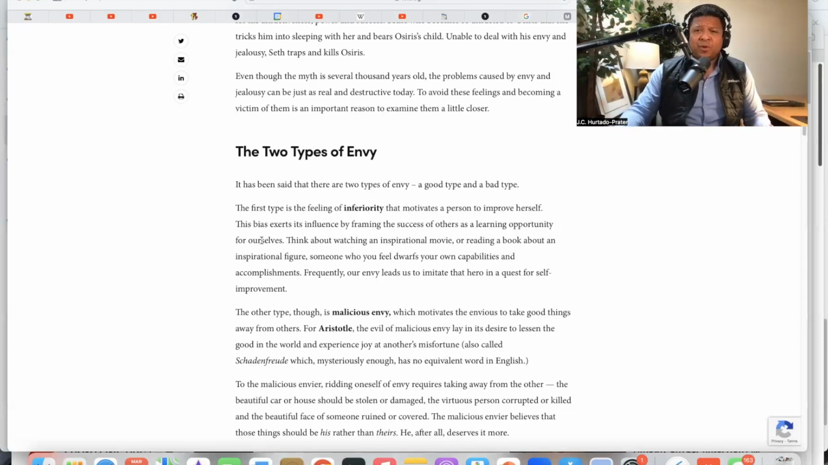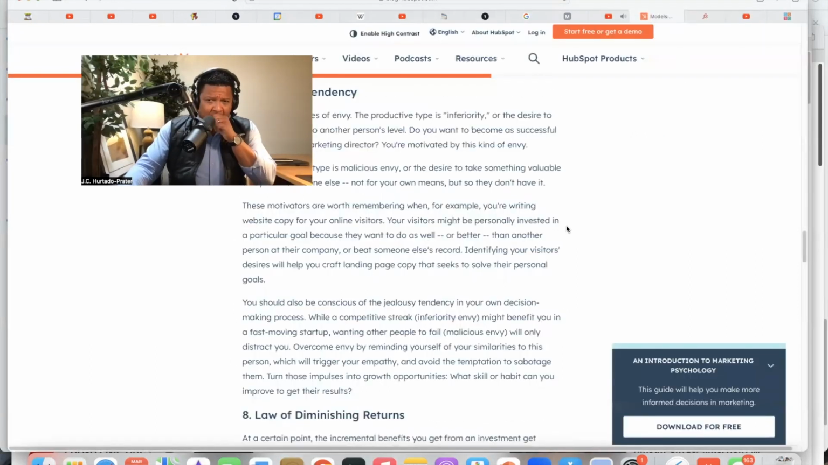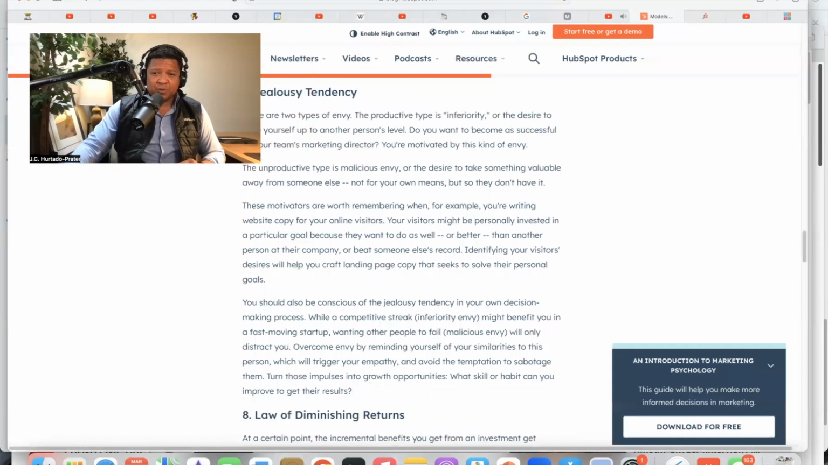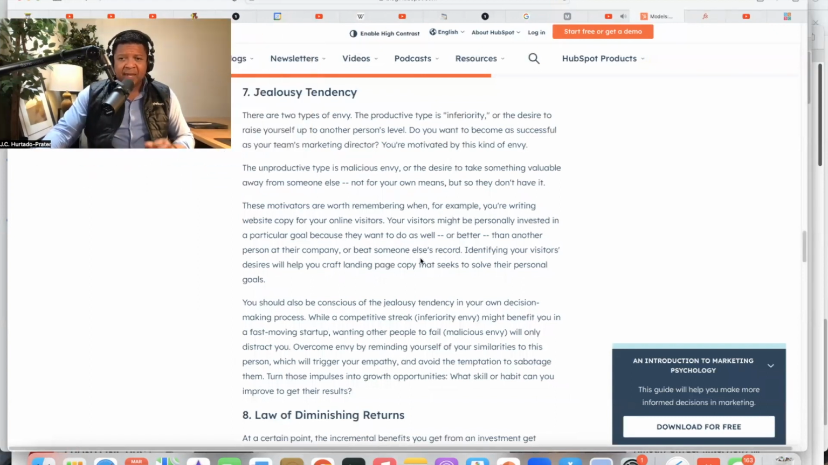Okay, so that's all I want to go into. There are so many other directions that we could go with this. There was actually another article that I pulled up that talked about this as well. And it just says down here, you should be conscious of the jealousy tendency in your own decision-making process. While a competitive streak, inferiority envy, might benefit you, and we just talked about that. It's the kind of envy that makes us better. We get a little bit competitive now. We say, hey, that person got promoted. I got passed over. I'm going to get better. And next time promotions come around, I'm going to be the one promoted.